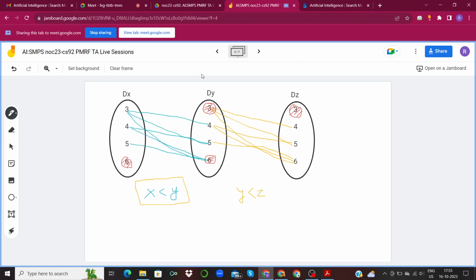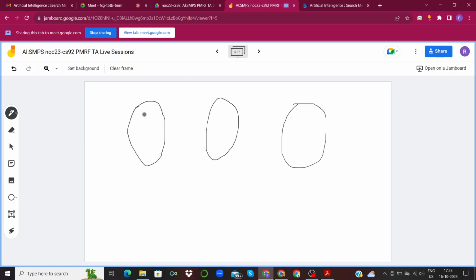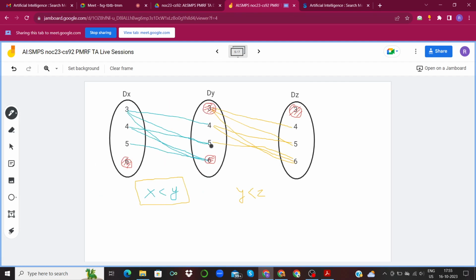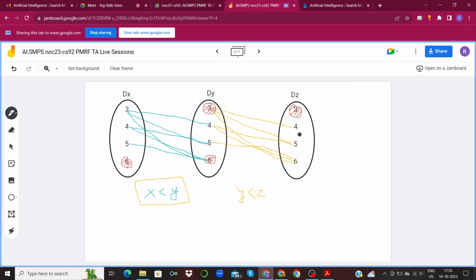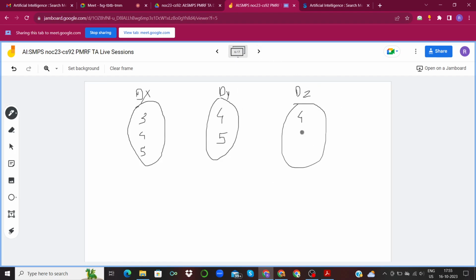So this time we are left with 3, 4, 5 in the domain of x. We are left with only 4 and 5 in the domain of y. And we are left with 4, 5 and 6 in the domain of z. Again, let's draw the mappings.